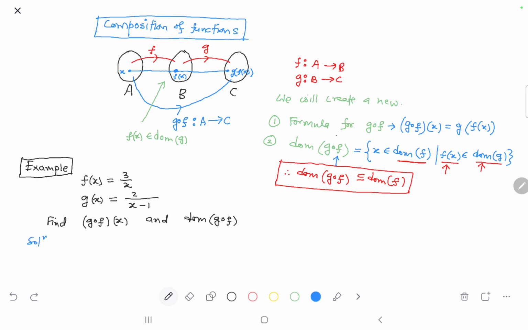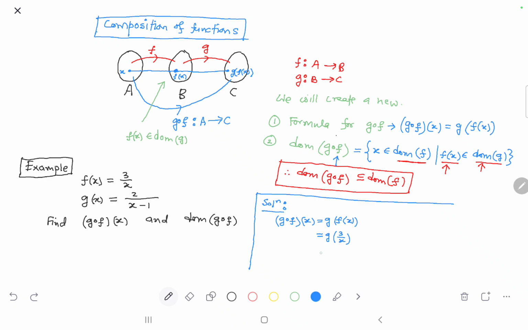So, the solution. Let me write it here, since we need more space. Let me write down the formula: G composition F applied to x. How is it defined? It is defined by G of F of x. So G of F of x means what? 3 over x. Got it?